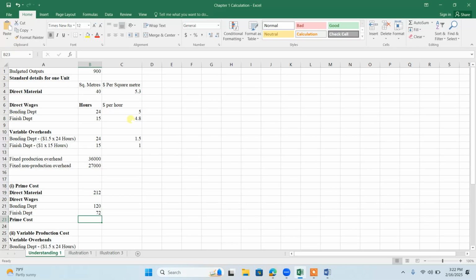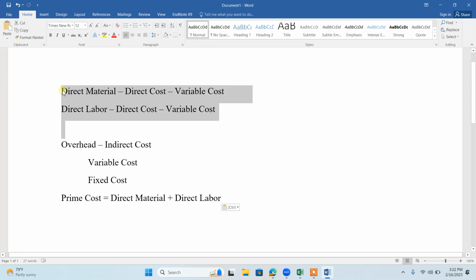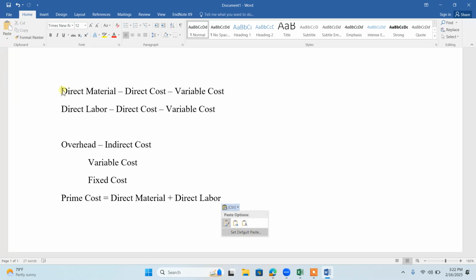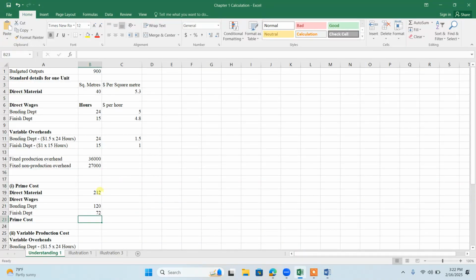Again I'm repeating it, prime cost means the total direct cost. You can see that three different costs are involved, but the first two are only direct, the third one is the indirect, so we don't need to add up this one. So direct material cost is given here, it is 212 plus the direct labor cost. So the answer is 404. 1 unit prime cost is 404.